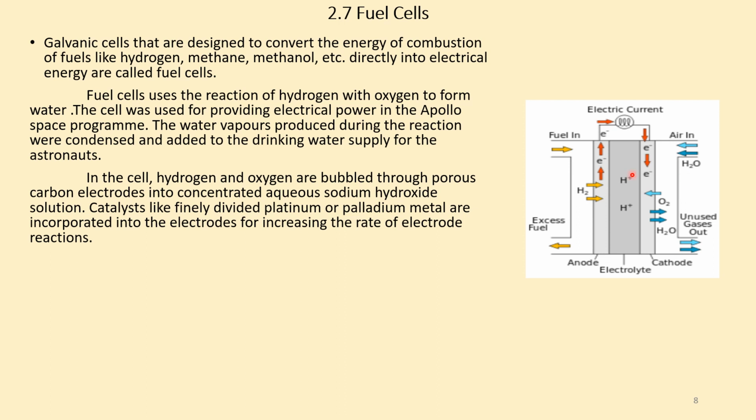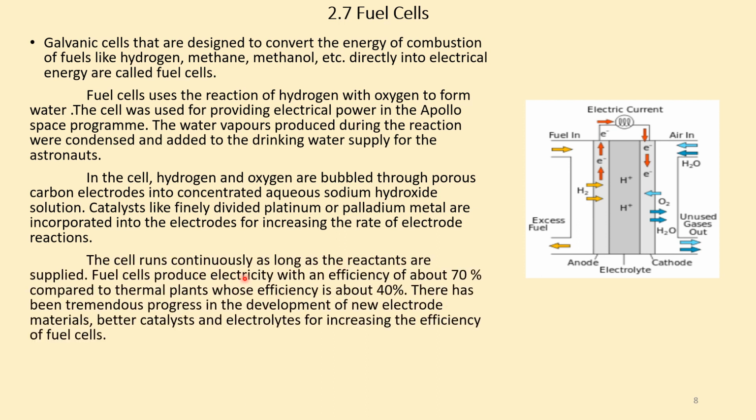In the cell shown in the figure, hydrogen and oxygen are bubbled through porous carbon electrodes, these are the anode and cathode, into the concentrated aqueous sodium hydroxide solution. Catalysts like finely divided platinum or palladium metal are incorporated into the electrodes for increasing the rate of electrode reactions. The cell runs continuously as long as the reactants are supplied.